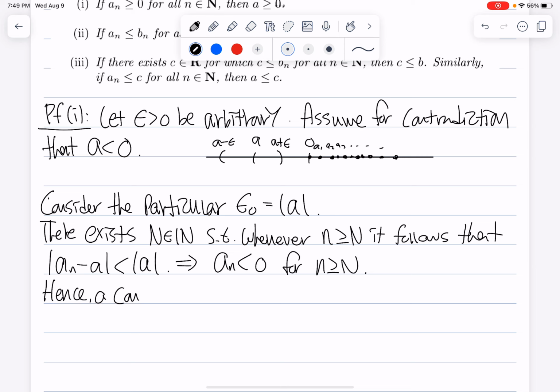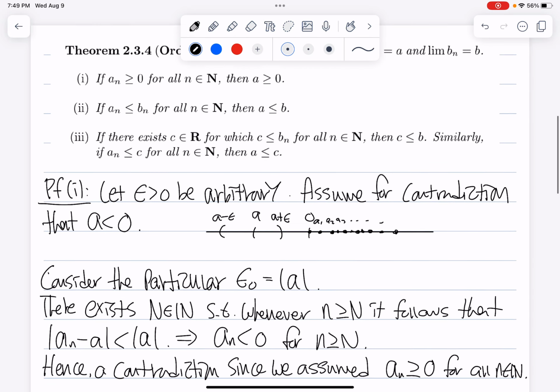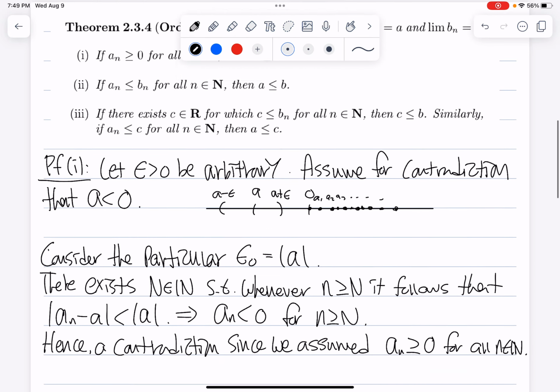Hence a contradiction, since we assumed an to be greater than or equal to 0 for all n in the natural numbers. So that's a contradiction. Therefore, the limit a must be greater than or equal to 0.